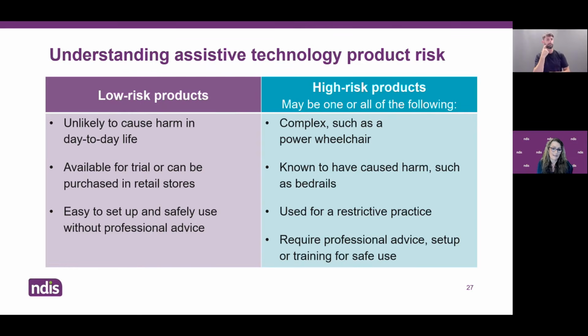Higher risk AT products may be one or all of the following. They may be complex, such as powered wheelchairs or motorised ceiling hoists. They may be known to have caused harm or are used as a restrictive practice, or if it requires professional advice, setup or training to use safely.